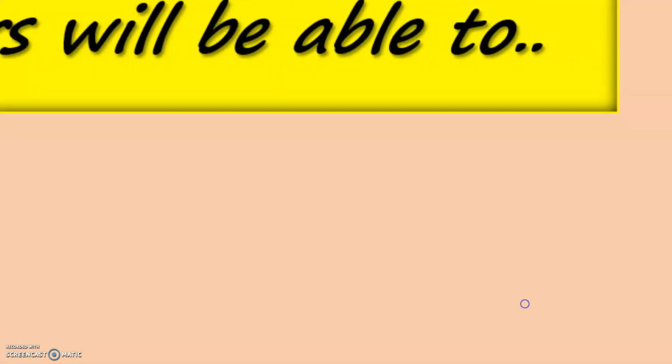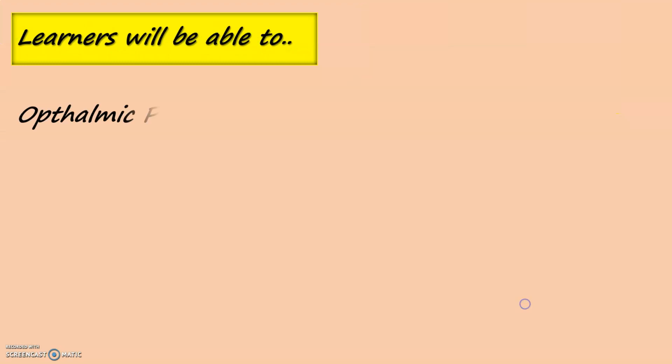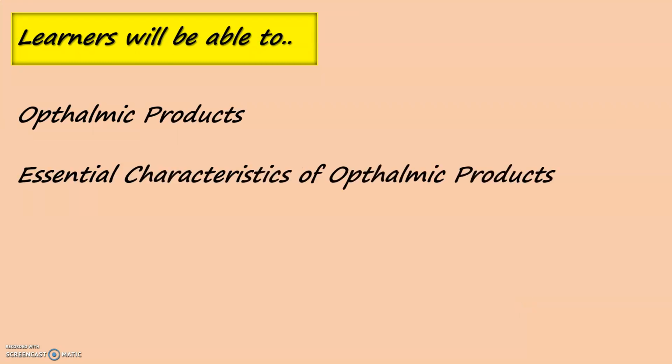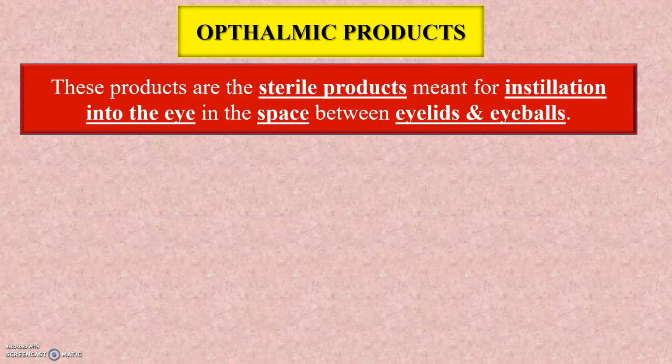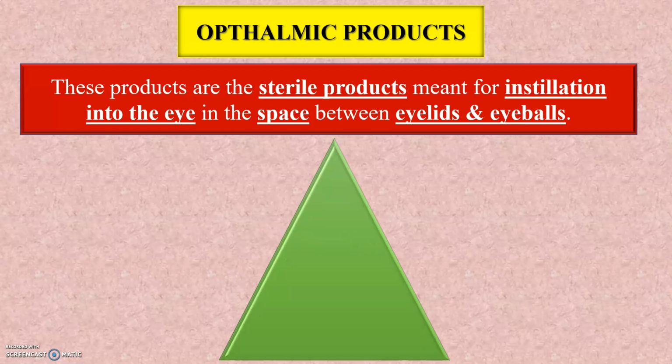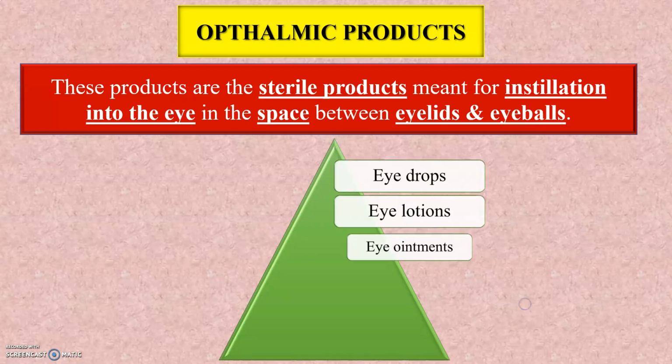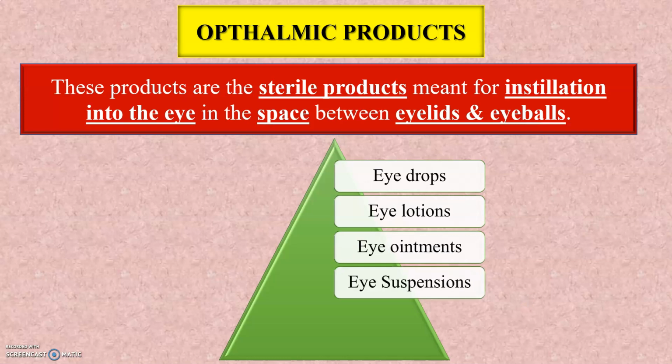After watching this video, the learners will be able to define ophthalmic products and explain essential characteristics of ophthalmic products. Now let us see what are ophthalmic products. These products are the sterile products meant for instillation into the eye in the space between eyelids and eyeballs. The ophthalmic products include eye drops, eye lotions, eye ointments, eye suspensions, and contact lens solutions.